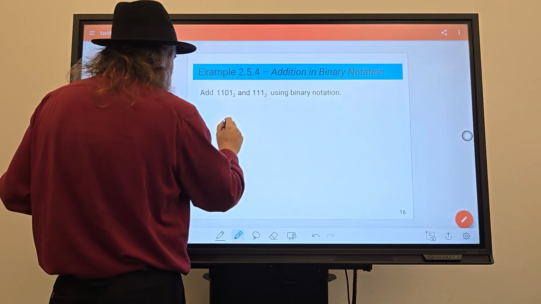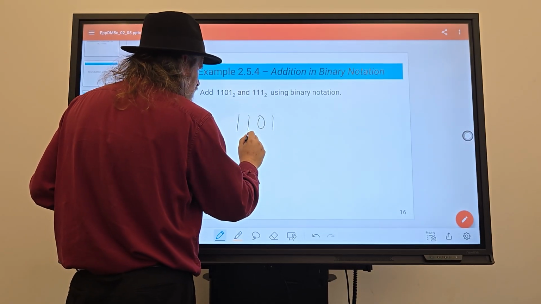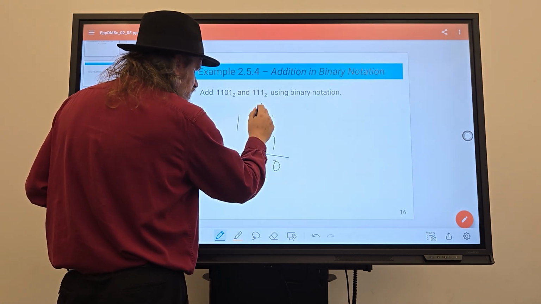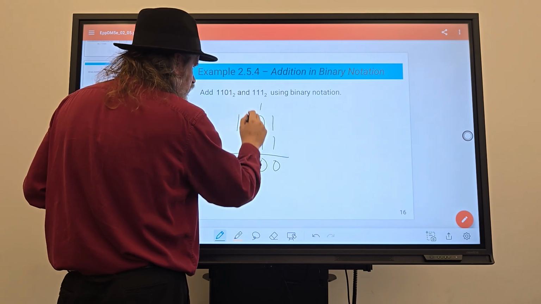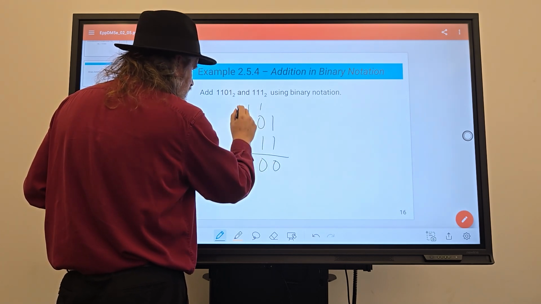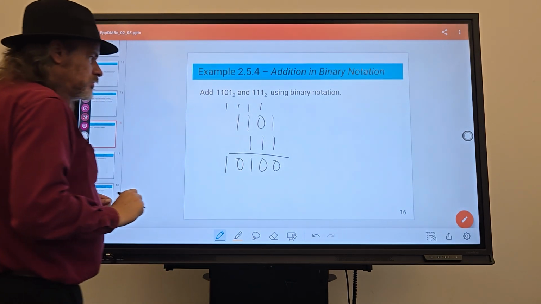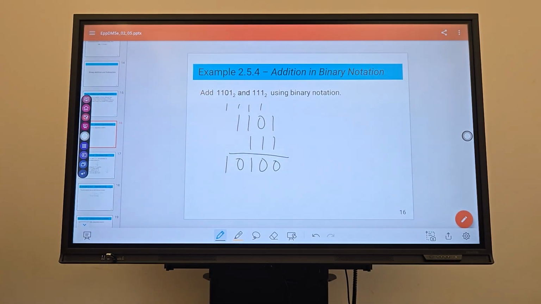101 and 111. 2 is 10. 2 is 01. That's 3. That's 1. Carry the 1. And that's 0. Carry the 1. 1. Pretty simple, straightforward. Like I said, it works the same as in decimal. Just you're rolling over at 1 instead of 9. Or rolling over at 2 instead of 10.